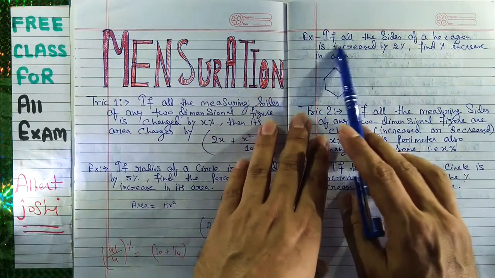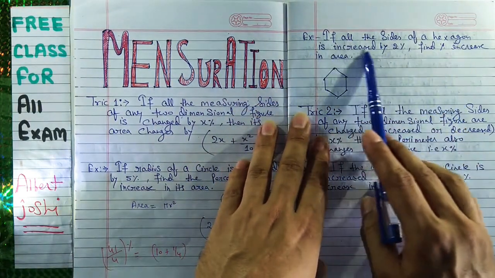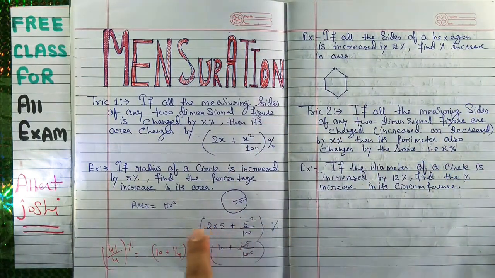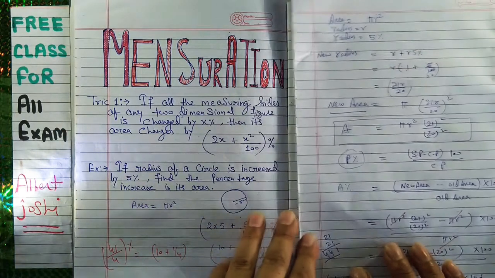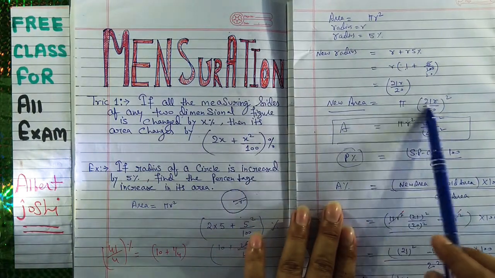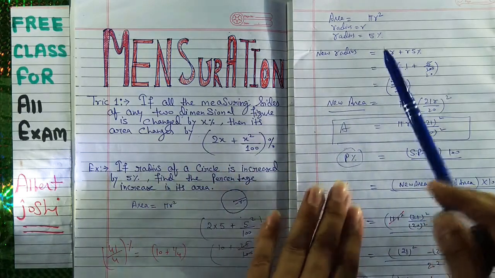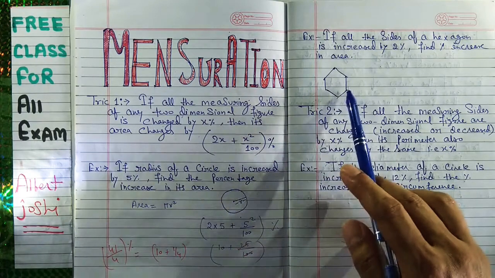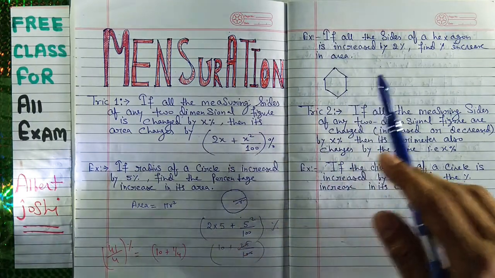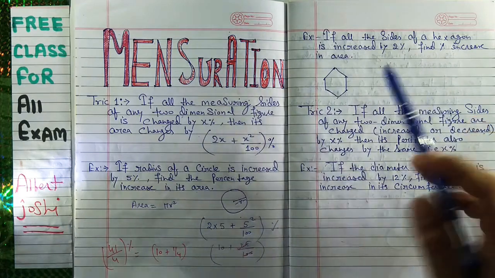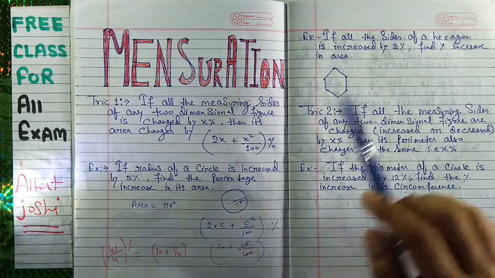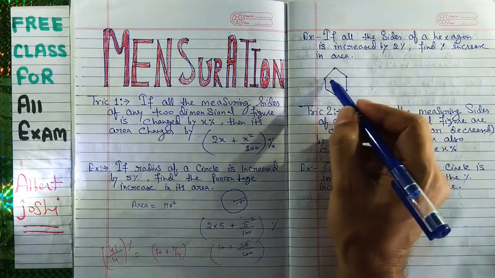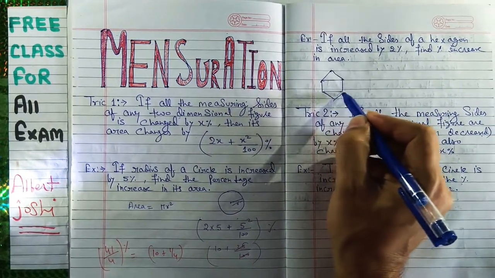Now the second question: if all the sides of a hexagon are increased by 2%, find the percentage increase in area. You know that we already know how to calculate the area of a circle, we remember it. But if you have a hexagon, a heptagon, an octagon, or any other polygon, in this condition it is not easy to find the area. We don't know the area of this hexagon, so it will take more time, because we will use this method.